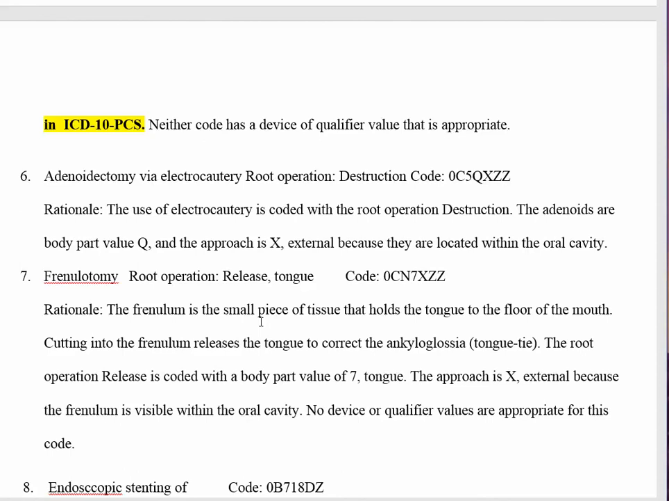Destruction is defined as physical eradication of all or a portion of a body part by the direct use of energy, force, or a destructive agent. So electricity is a type of energy. Therefore, we would index the main term of destruction. Then we have the adenoids.